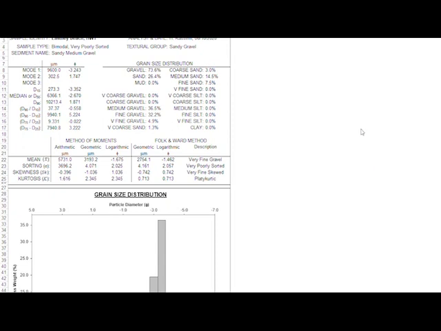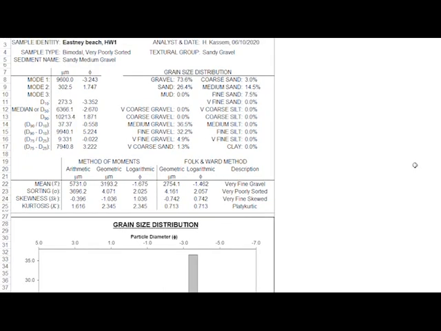It is also clever enough to tell us that this sample is not unimodal, and therefore we have to be careful how we interpret sorting, skewness, and kurtosis. Anyway, it's giving us a really good description of the sediments. So it's telling us that this is a bimodal, very poorly sorted sandy medium gravel. So the textural group would be sandy gravel. And it's also given us the percentiles.